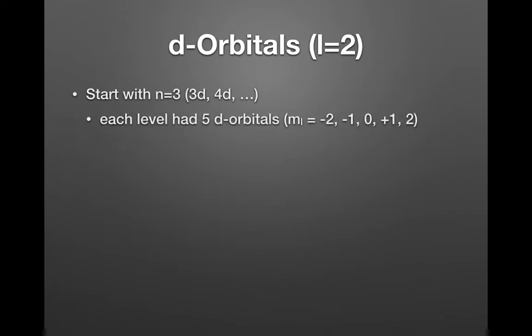Now each level has 5 d orbitals, and this is because you remember your m sub l goes from minus L to plus L, and since L is 2, we get m sub L values of minus 2, minus 1, 0, plus 1, and plus 2.